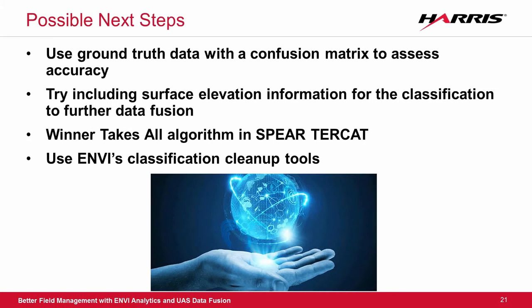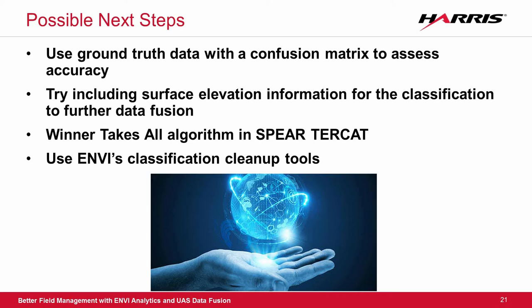Where we left this off today, I do want to talk about some other tools that ENVI has available for where you might go next. One of the really important things is that if you have ground truth data, or you manually create some regions of interest, you can use a confusion matrix to assess the accuracy of each one of the classifications. This is really useful. Then you can check to see if you did things the right way. Maybe you need to change the ROIs that you're using for your training data.